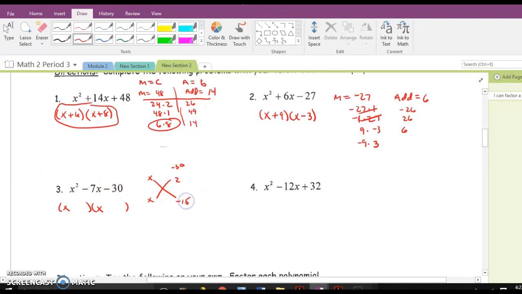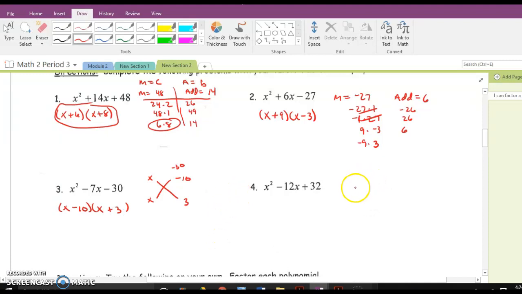2 and negative 15. So what is negative 15x and 2x? So they cross multiply here and find that sum until they get negative 7x. Well, negative 15x and 2x is going to give you negative 13x. That doesn't work. So let's go ahead and change it. Let's go negative 6 and 5. Negative 6x plus 5x gives me negative 1x. That doesn't work. So let's think of another pair. 10 and 3. Okay, so let's try negative 10, positive 3. Negative 10x plus 3x is negative 7x, so right away, minus 10 plus 3.